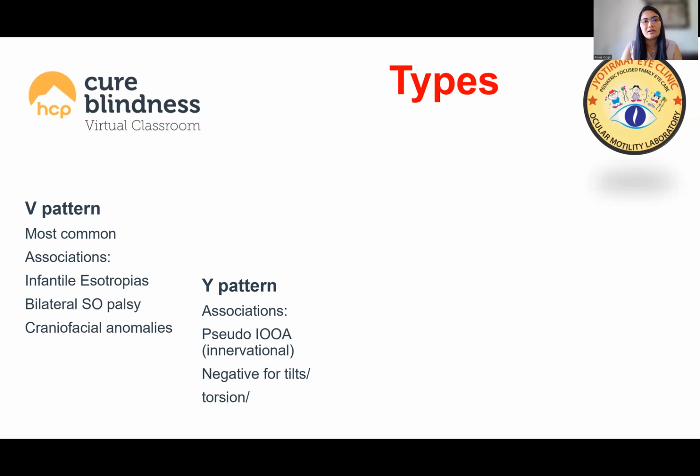This happens in associations of pseudo inferior oblique overaction, which is more innervational. And typically they are negative for tilts. That means if you do the head tilt and you check for the vertical strabismus, you won't see that, or there won't even be any torsion. So these patients have a pseudo inferior oblique overaction. So we must not work on the inferior obliques to correct this pattern, but it will be better corrected by using the horizontal muscles only.